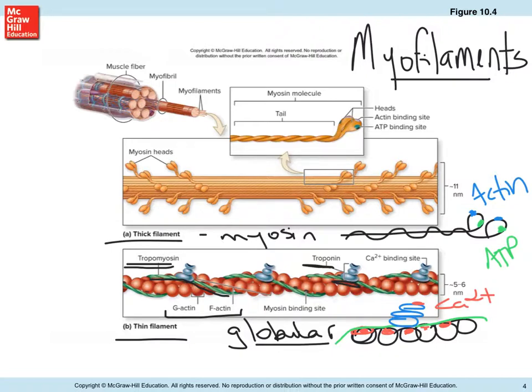When the cell's at rest, when it's not been stimulated, you end up having the tropomyosin blocking the myosin binding site on the actin. When the cell is stimulated, then calcium is released. Calcium binds to troponin, causes a shift in the shape of troponin, which then pulls the tropomyosin off the G-actin, which exposes the myosin binding sites, and then the actin and the myosin can end up binding, and that's what causes your muscle contractions to occur.